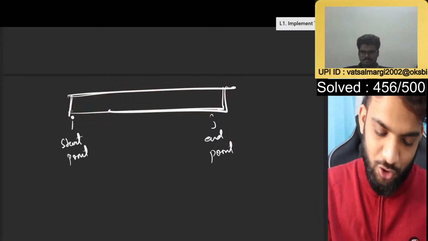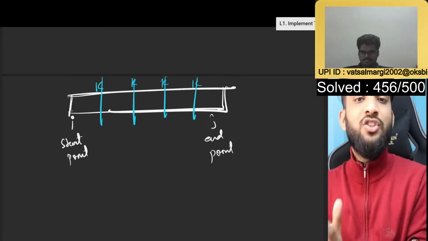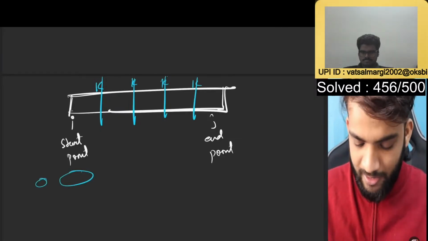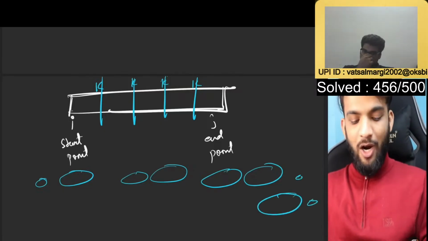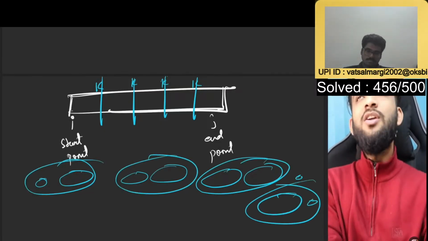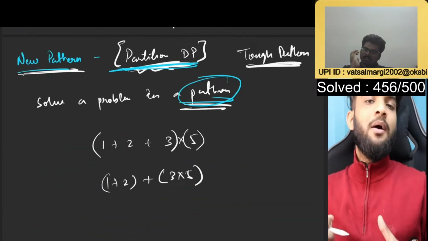So there can be a lot of partitions. The partition can be here, here, here, or here. It can be anywhere. There can be multiple partitions, like this, like this, and so on. Out of all these partitions, whichever yields the best answer, you have to tell us that. So generally, all the problems which follow a pattern like this can be solved using partition DP.